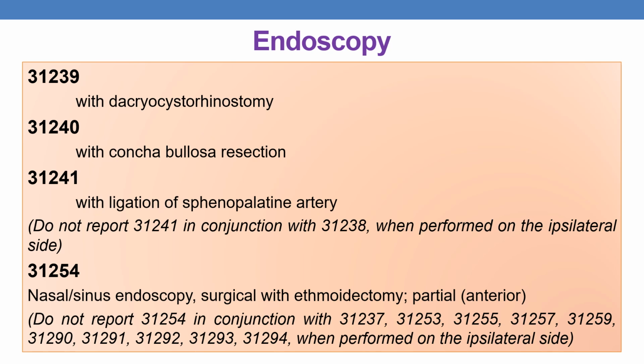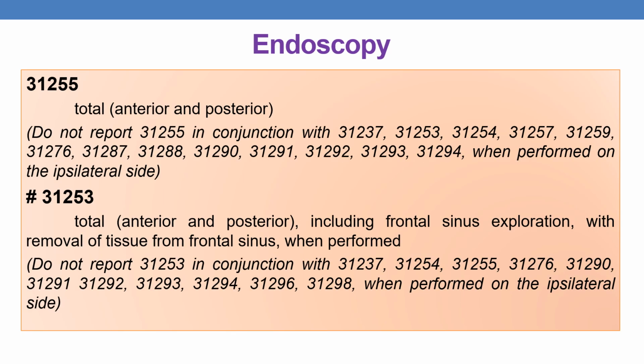And do not report 31254 in conjunction with the following CPTs whenever the procedure is performed on ipsilateral side. The next is 31255. It deals with nasal endoscopy, surgical with ethmoidectomy, total, both anterior and posterior. The next CPT is 31253. This also deals with nasal or sinus endoscopy, surgical with ethmoidectomy, total, including frontal sinus exploration with removal of tissue from frontal sinus when performed.